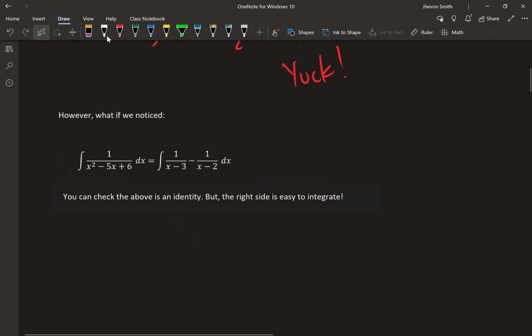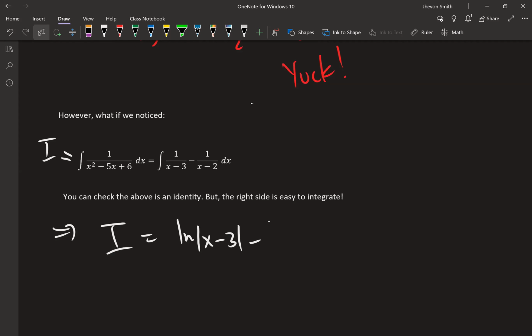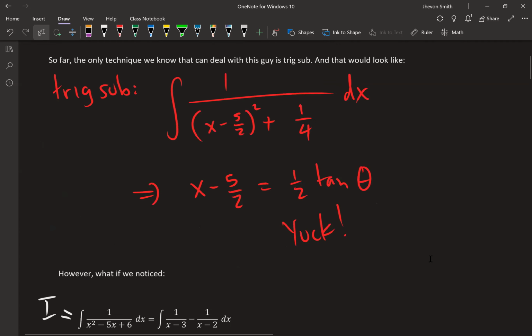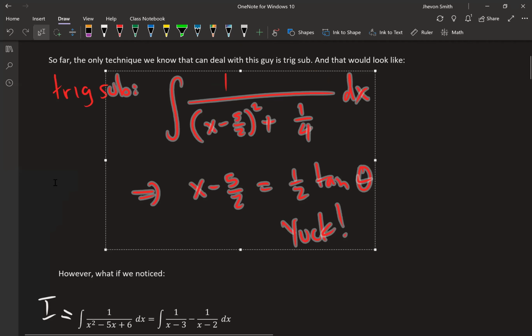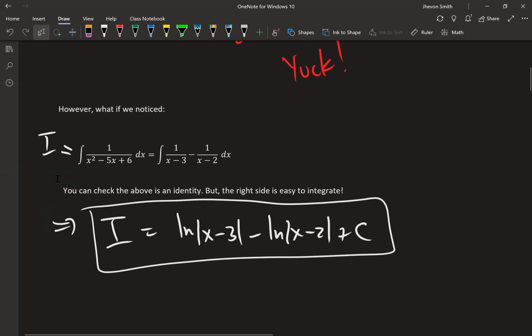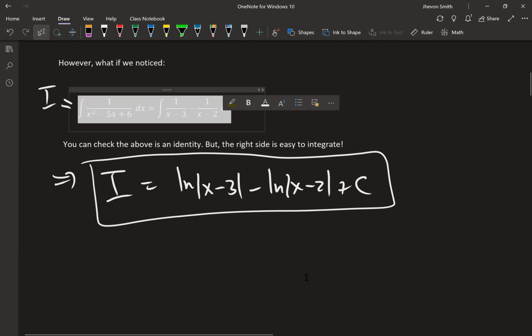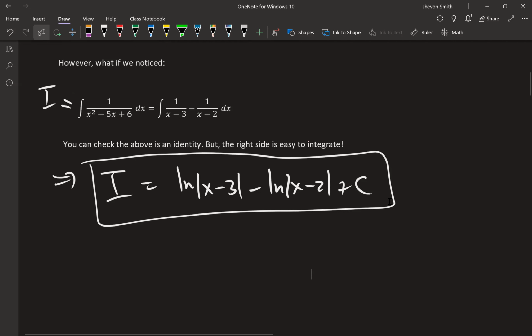Now, if I do want to actually compute this integral, if I call this I, then my I is just going to be, I can integrate the right side, ln of x minus 3 minus ln of x minus 2 plus c. Now, isn't that just nice? Isn't that very elegant? In one step, you can say the answer, as opposed to having to go through a trig sub with fractions all over the place. Noticing this identity, yes, it's quite poetic.